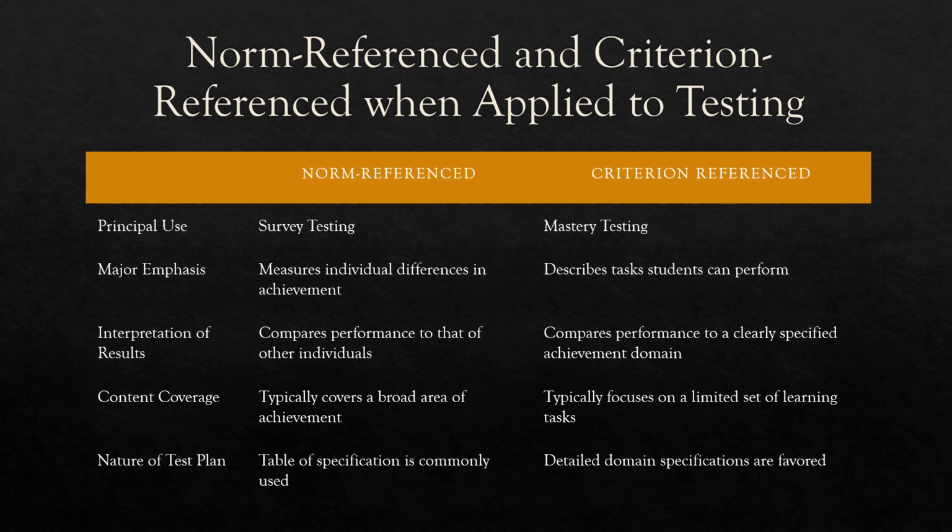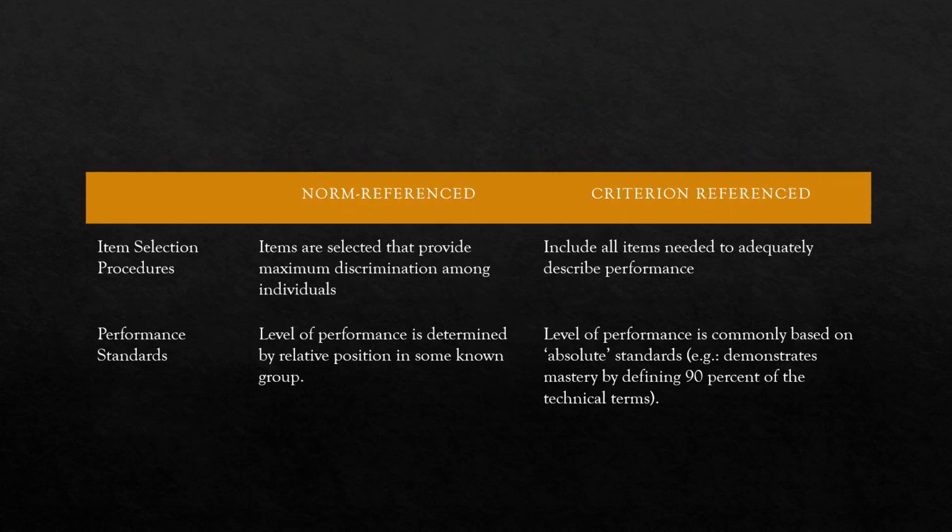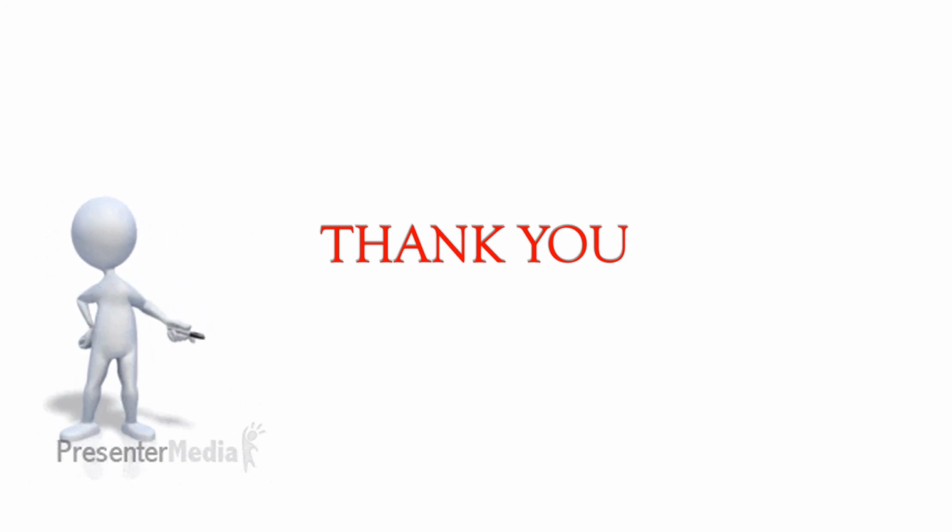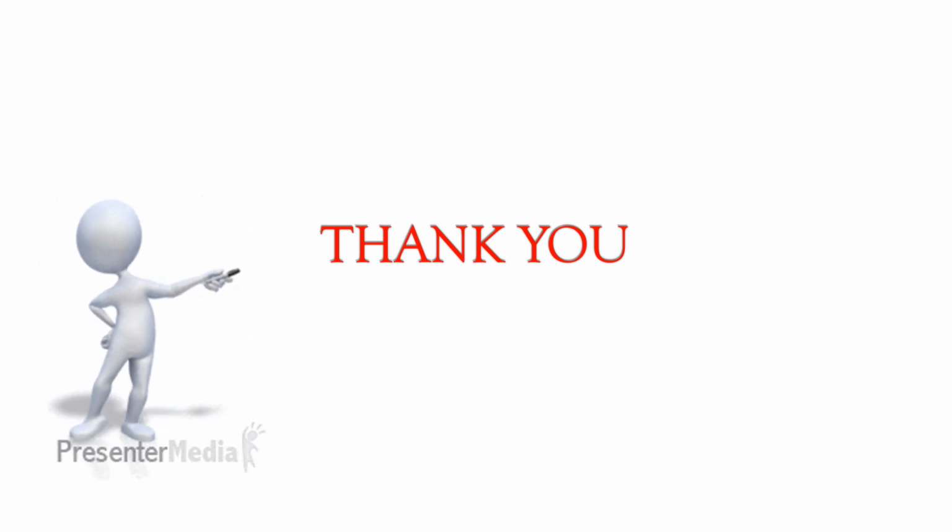Okay, this table you can see in the slides. The table highlights the summary of norm referenced and criterion referenced in testing. So it deals with principle use until nature of test plan, but it doesn't stop there. It talks about item selection procedures and also performance standards too. Okay, I'm not going to talk or describe more about the previous slides because it will be your future assignment.